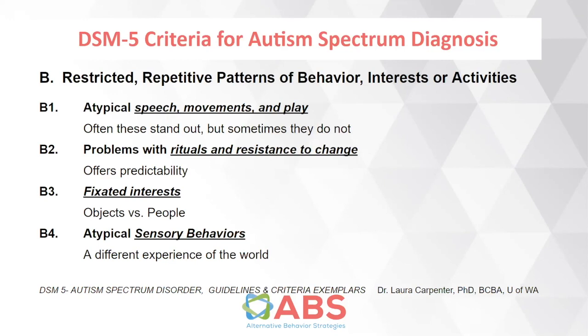B2 is problems with rituals or resistance to change. I'm guessing that we're all pretty familiar too with the kids who have to have their bedtime routine happen in a certain order, or they're not able to get to sleep, or the child who is unable to move away from the TV to come eat, or gets upset when there's a substitute teacher because it's not something that he's familiar with.